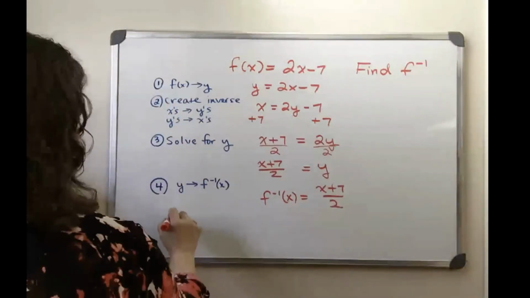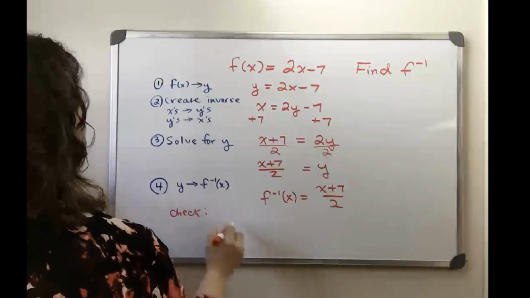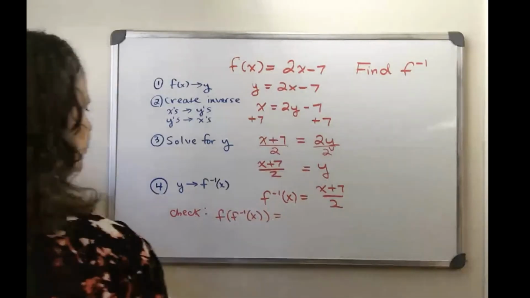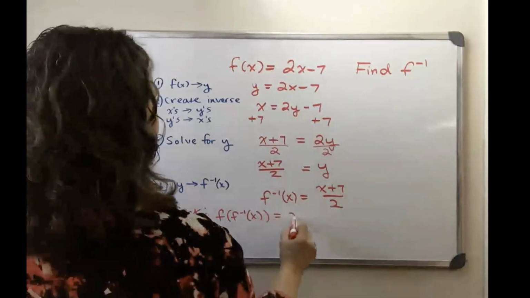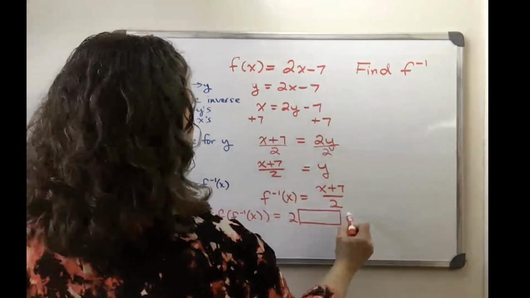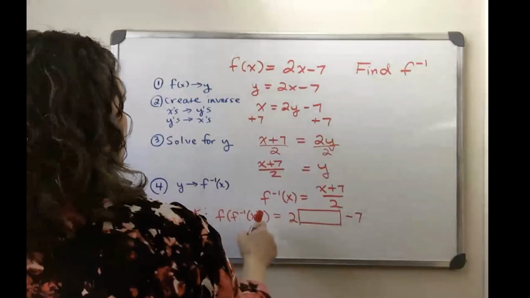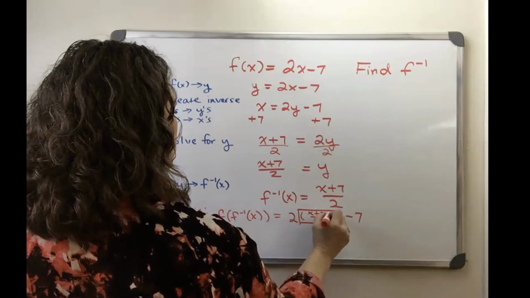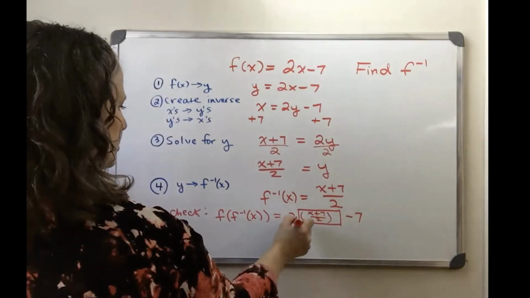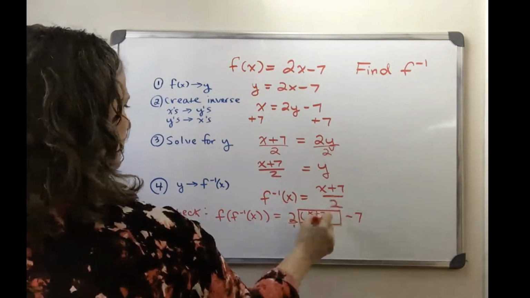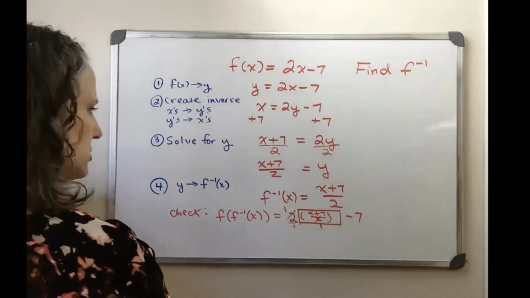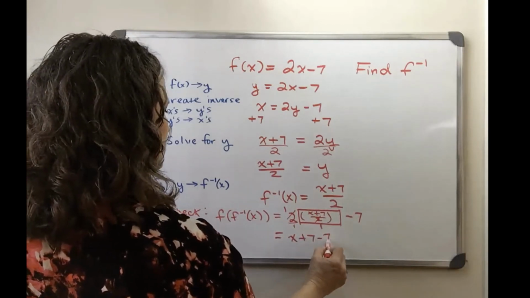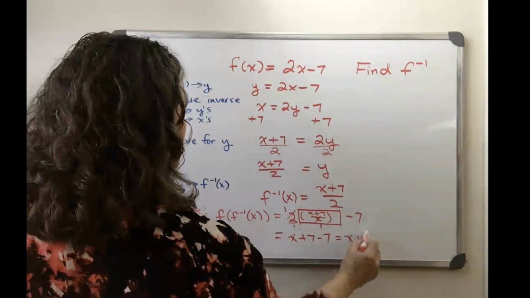It might be worth checking, so let's go ahead and check quick. So f of f inverse of x, I'm just going to do the one direction for now. So f says take 2 times something and subtract 7. My something is f inverse of x, so x plus 7 over 2. So that's 2 over 1. So remember, cancel before you multiply. Those 2's cancel. So now I have x plus 7 minus 7, and so I just get x, which is what I wanted.